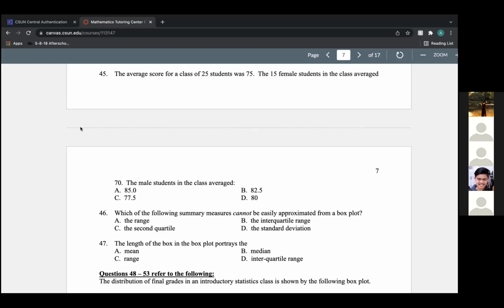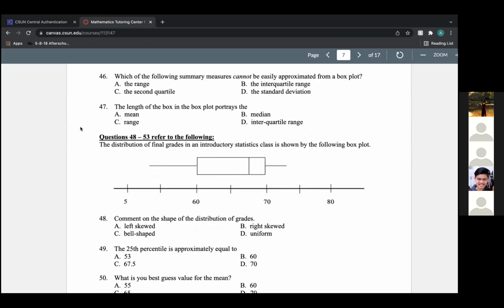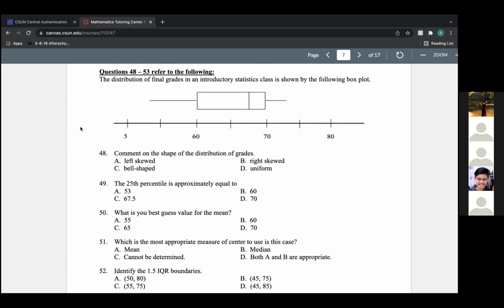What is the length of the box in the box plot? Well, that is just the IQR. That is the interquartile range. That takes us to the end of question 47. Let's keep going. We're going great. Again, stop me at any time if you have a question, something's unclear.